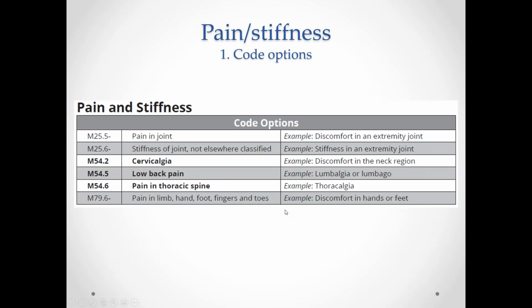So the next group of conditions that I wanted to look at was pain and stiffness. These are not my favorites. We talked briefly before about a bunch of codes that start with the letter R from the chapter in ICD-10 that cover symptoms and signs. But here are some pain and stiffness codes from chapter 13 that start with the letter M.